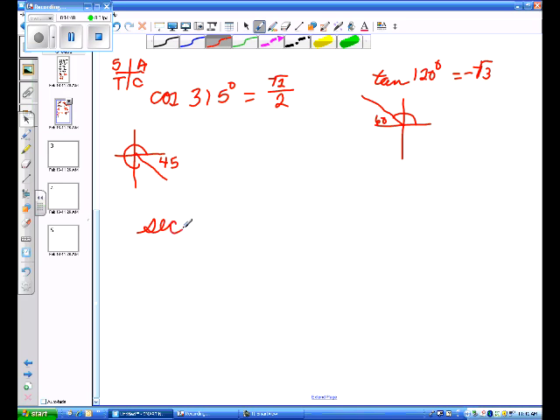If we want the secant of negative 300 degrees, well, negative means we rotated clockwise, so we would be here. So we need 60 degrees to get to our positive x-axis. So our reference angle is 60. Now, secant is the reciprocal of cosine. The cosine of 60 is 1/2, so the secant of 60 is 2. We're in the first quadrant, so it would be positive.